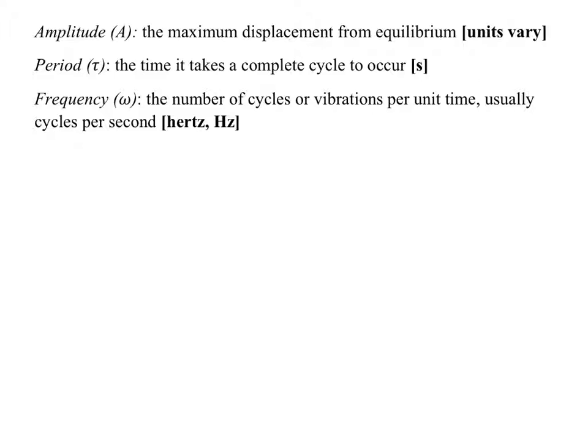Okay? All right, let's take a look at some of these terms. There comes amplitude in the next slide. So amplitude is the maximum displacement from equilibrium. Why do I put units vary? Because we just saw that. The units could be meters, the units could be degrees. It depends on what amplitude you're looking at in this case.